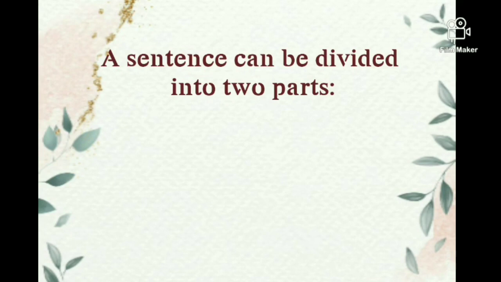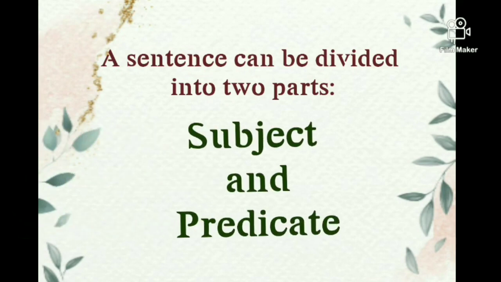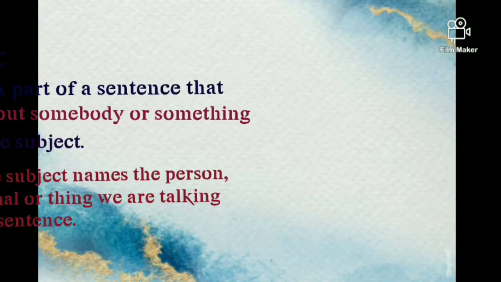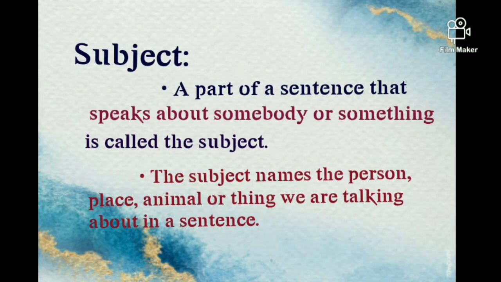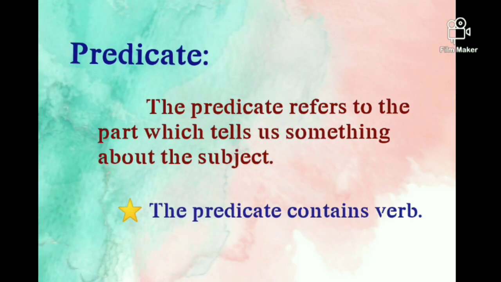A sentence can be divided into two parts. They are subject and predicate. Subject. A part of a sentence that speaks about somebody or something is called the subject. The subject names the person, place, animal, or thing we are talking about in a sentence. It can also be a noun or a pronoun. Predicate. The predicate refers to the part which tells us something about the subject. The predicate contains a verb.